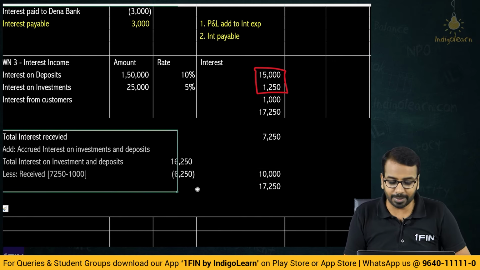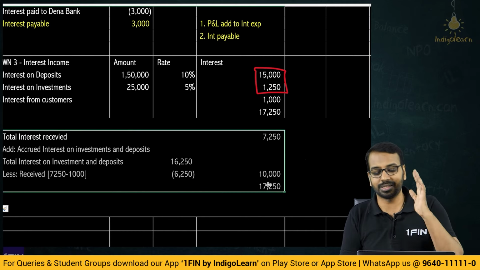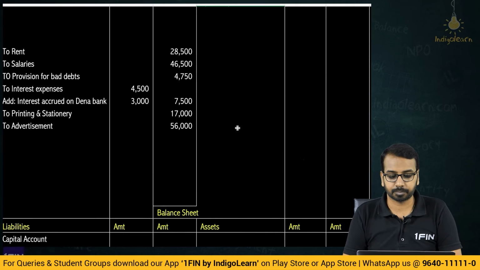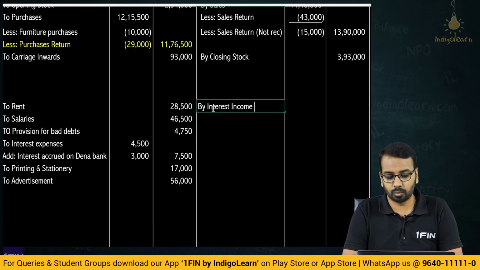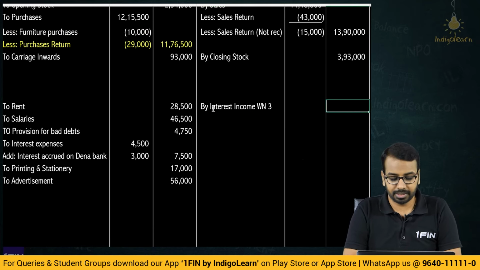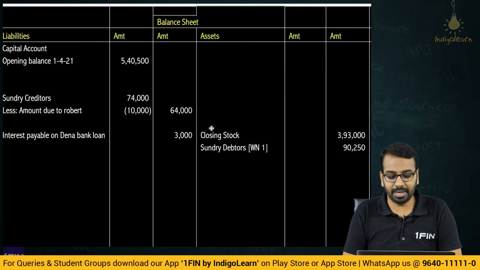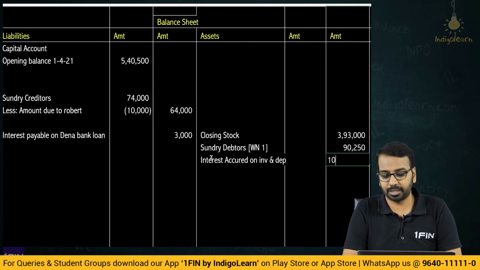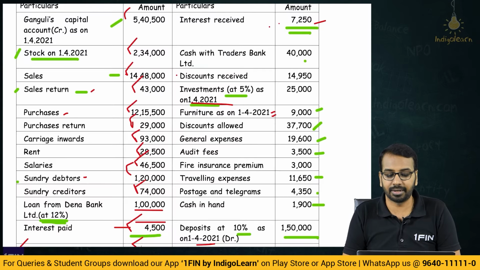So if you do the second method, you will calculate both the P&L item as well as the balance sheet item. So in P&L we will show 17,250 by interest income, working note number 3, 17,250, right? And in the balance sheet we will show interest accrued on investment and deposits 10,000. Okay, so that takes care of the interest part as well. So I have covered interest fully.